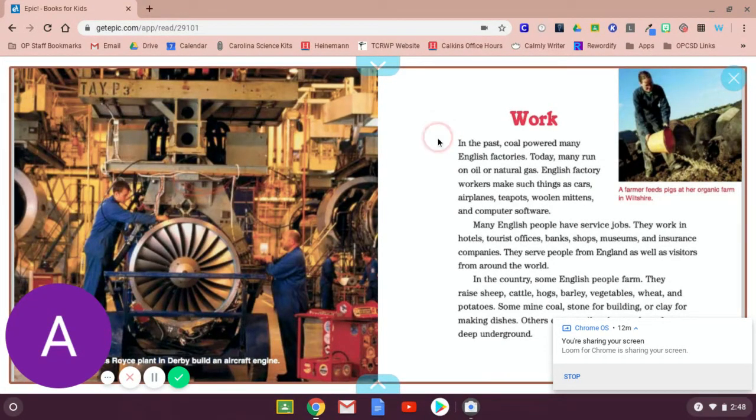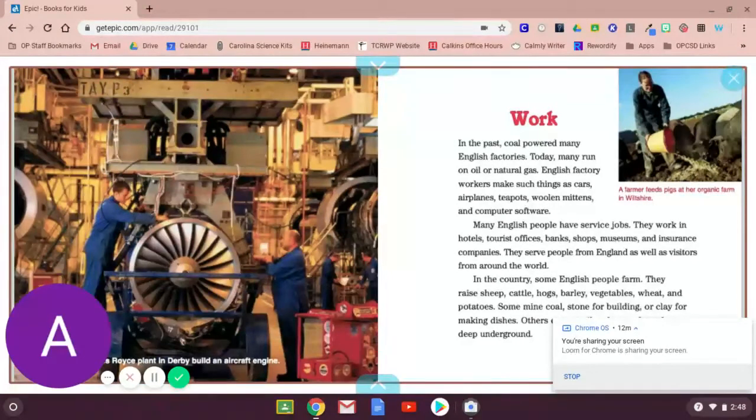So work. In the past, coal powered many English factories. Today, many run on oil or natural gas. English factory workers make such things as cars, airplanes, teapots, woolen mittens, and computer software. Many English people have service jobs. They work in hotels, tourist offices, banks, shops, museums, and insurance companies. They serve people from England as well as visitors from around the world.